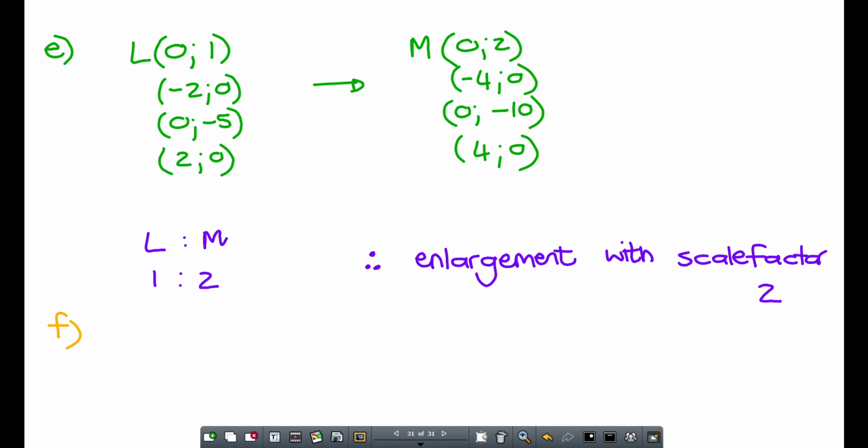So the question says, name 2 pairs of similar shapes that are not congruent. Okay, so we just did 2, the one was an enlargement and the other one was a reduction. Okay, so L and M, they would be similar. And what was the other two? H and K.